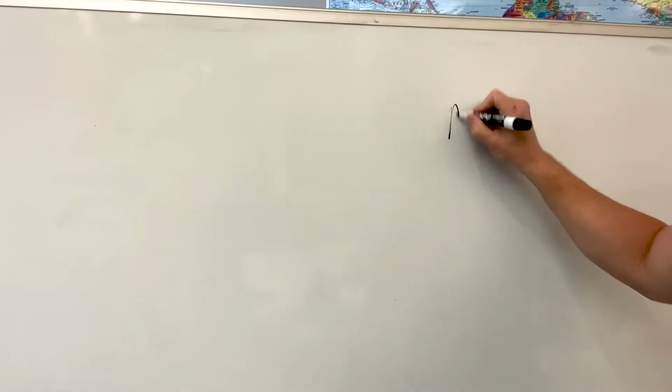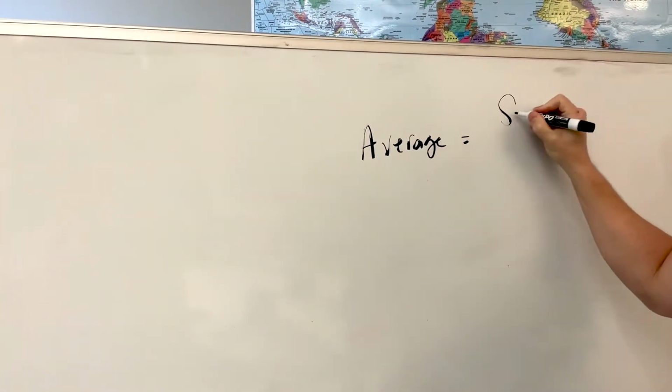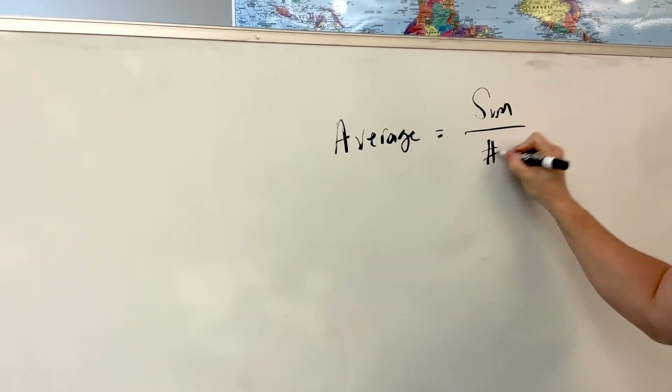Today I'm going to show you a really easy trick to move a variable that's stuck in a denominator and isolate it. It's called switching the extremes. Let's say we have an average problem. We know that the average equals the sum of the terms divided by the number of terms.